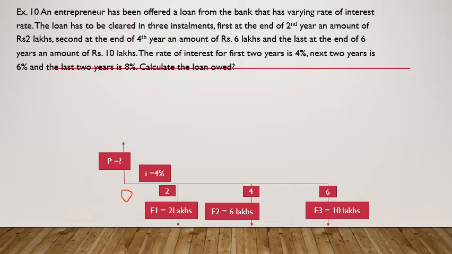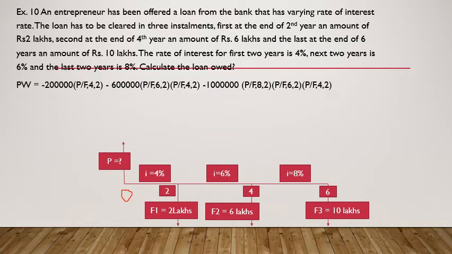The difference is that i is 4% up to second year. Between second and fourth it is 6%. Between fourth and sixth it is 8%. How do we take care of varying interest rate? Let us see. Present worth is equal to minus 2 lakhs, which has to be converted into P using the factor P by F comma 4 comma 2.